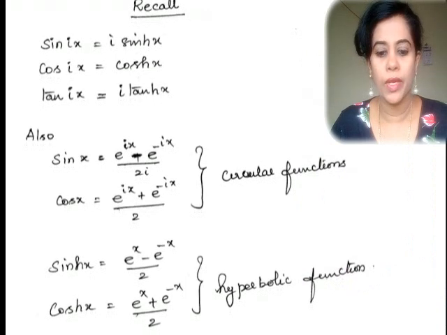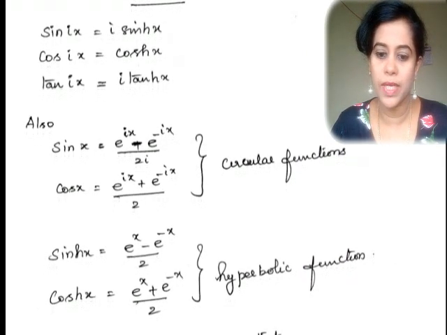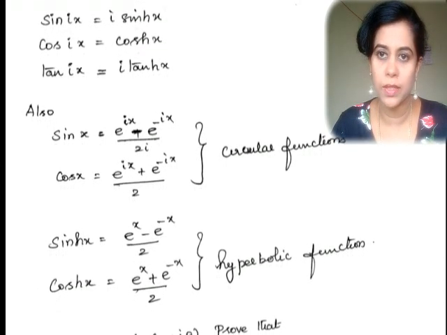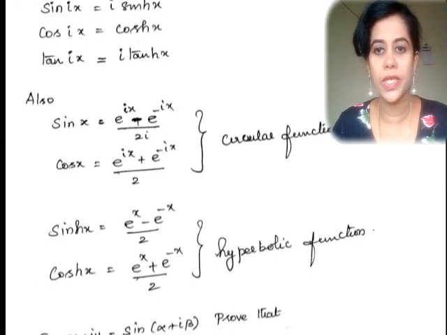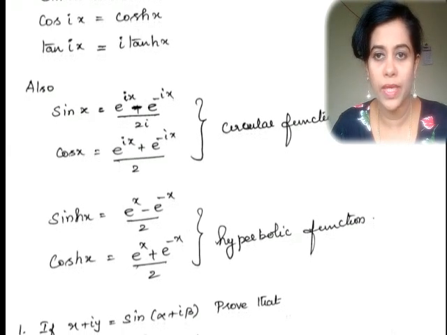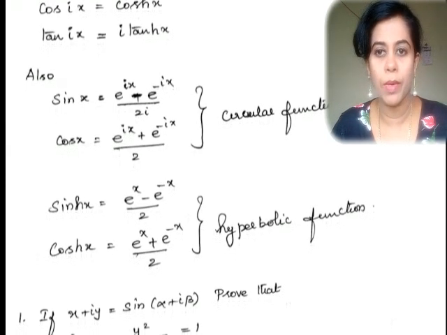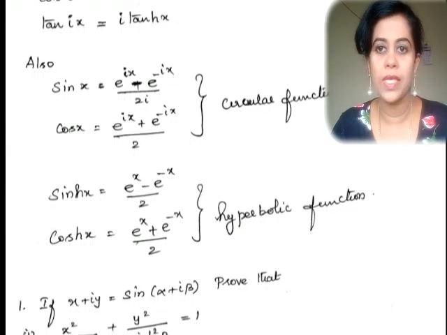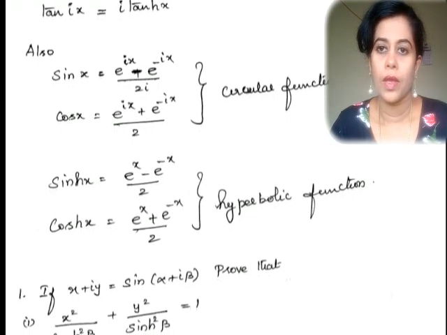So what are hyperbolic functions? We know that sin hx is equal to e power x minus e power minus x by 2, cos hx is equal to e power x plus e power minus x by 2. And what are circular functions? Sin x is equal to e power ix minus e power minus ix by 2i, cos x is equal to e power ix plus e power minus ix by 2. And the other ratios can be obtained from these sine and cosine ratios.